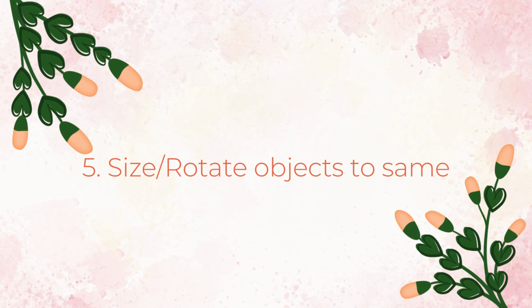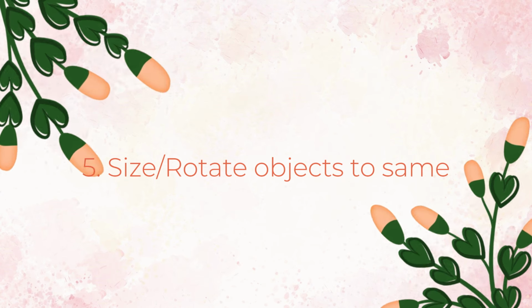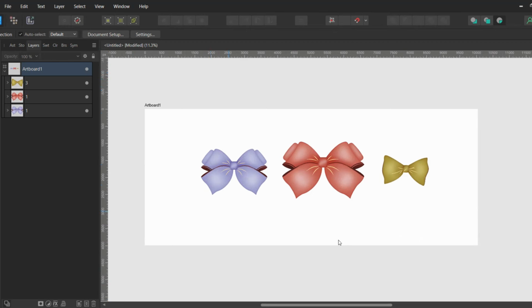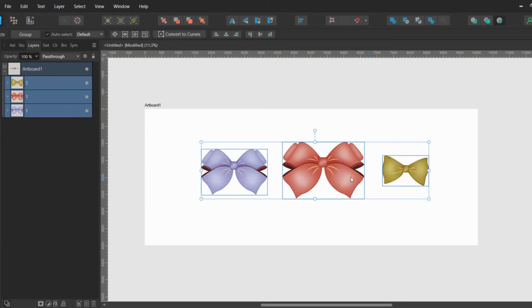The fifth feature is Size Rotate Object to Same. This is one of the new features too. Let's say I have these ribbons. Each of them has a different size, but I want them to be the same width. I'll select all of them, but before anything else, I need to nominate a key object according to which the rest of the ribbons will change their width. I can do it by pressing Alt and clicking on my nominated object.